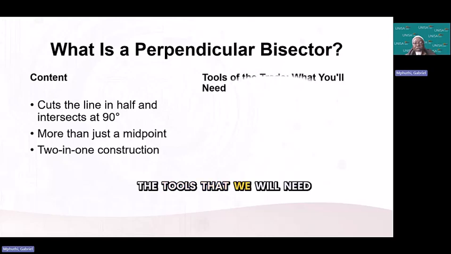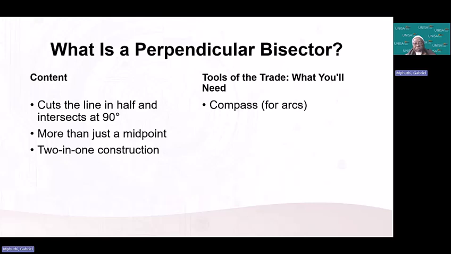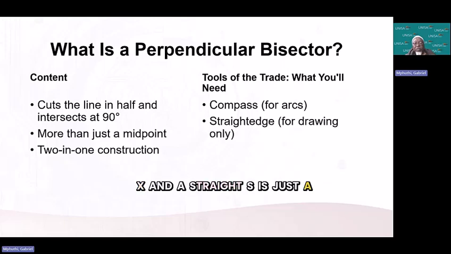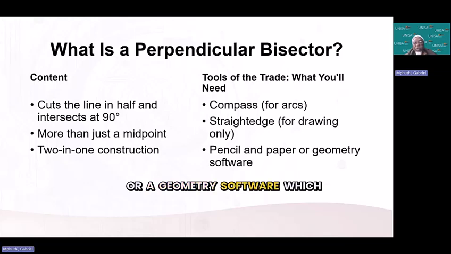The tools that we will need today are a compass and a straight edge. You learned in grade 6 that a compass draws perfect circles or parts of circles called arcs. And a straight edge is just the ruler. We'll also need a pencil and a paper or geometry software, which is what I will be using today.